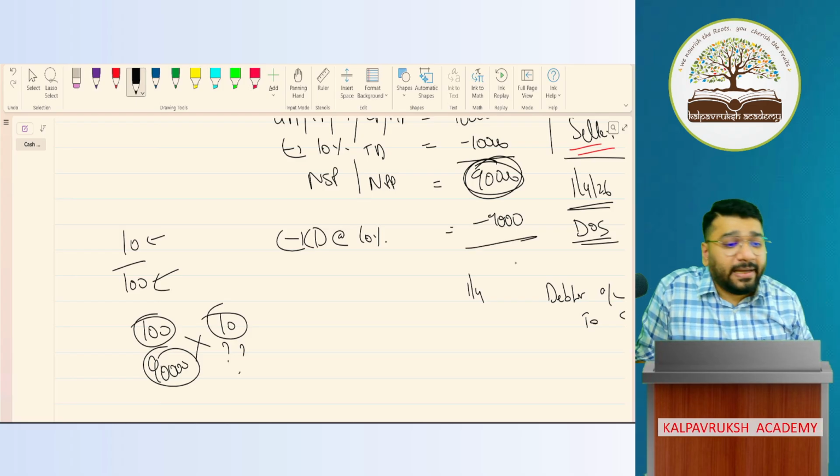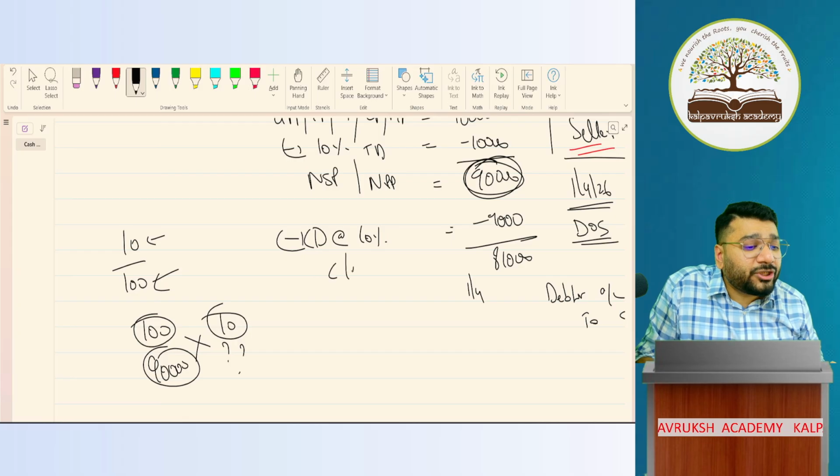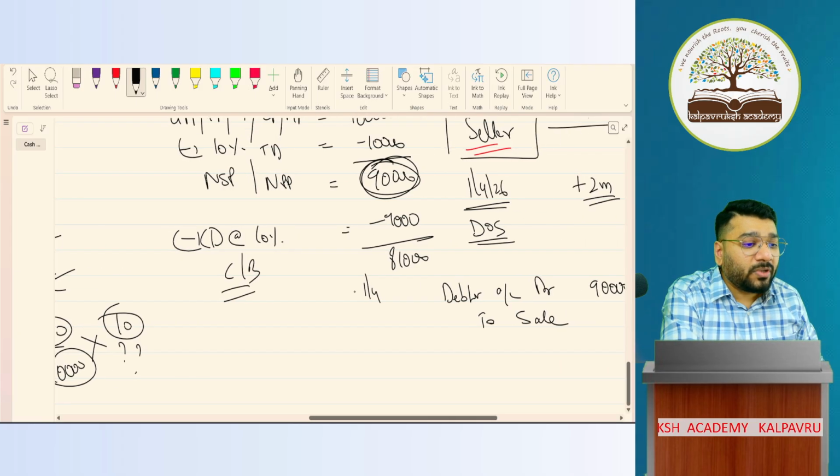What is the balance amount that you'll collect now? 81,000 through your cash or bank account. So what is the entry going to be now?